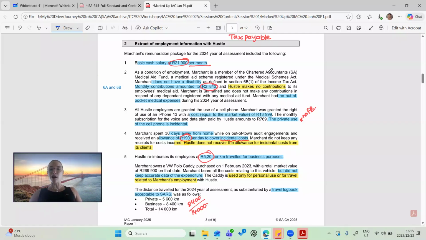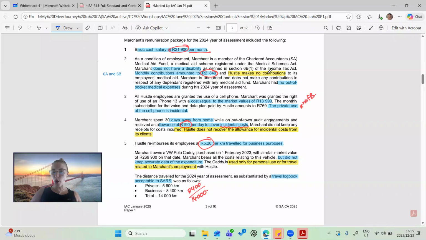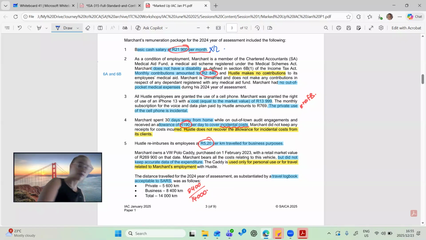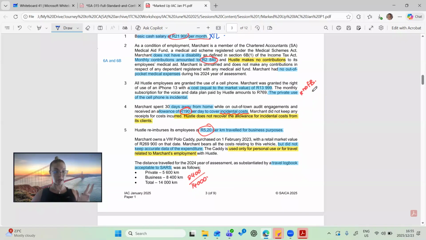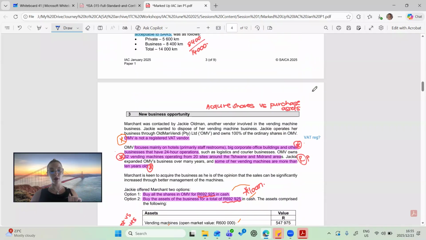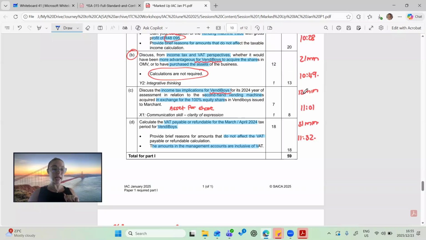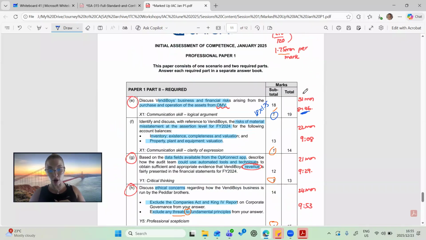I also underline certain things because, per month, if I'm doing a tax calculation for the entire year of assessment, I need to multiply that by 12. So I'm drawing attention to the fact that I need to still multiply this by 12. Great. Then I get to this piece of the scenario, and now you can see I've still got my RPs. Because why?